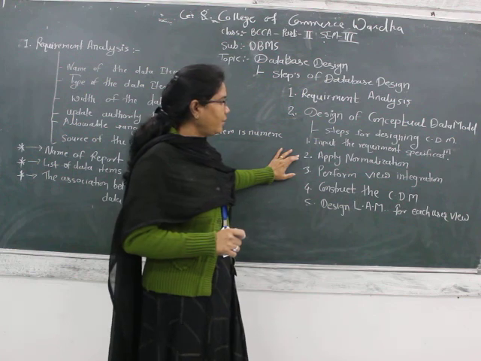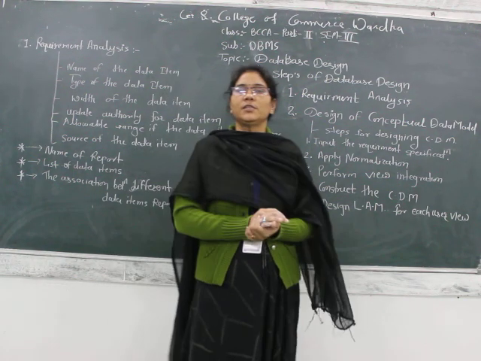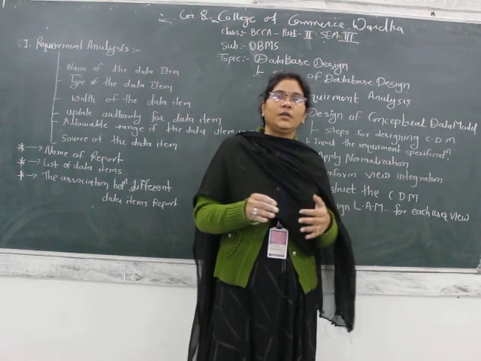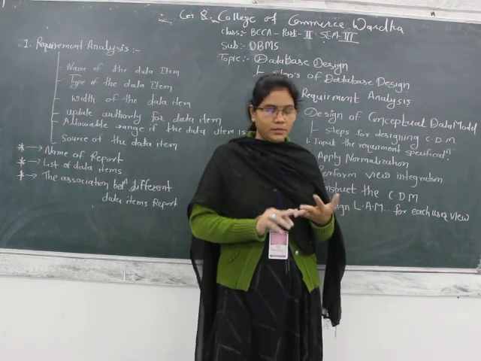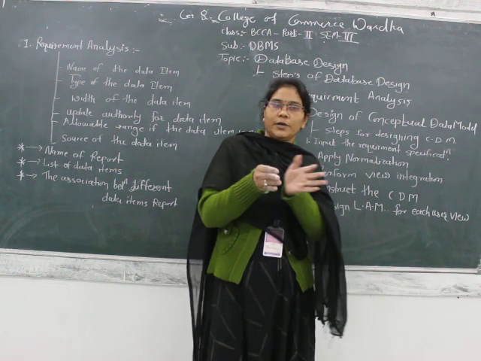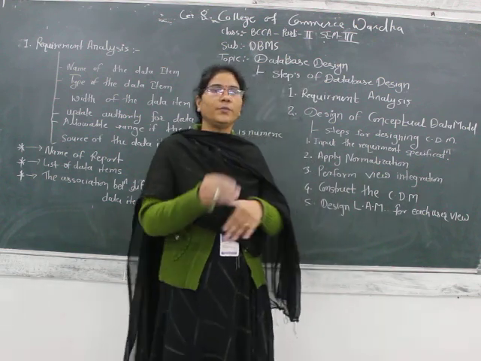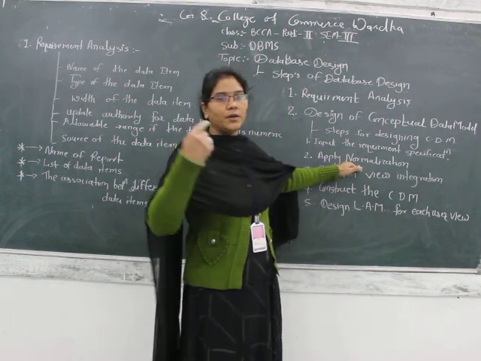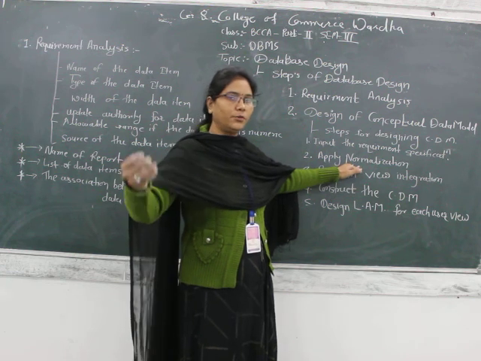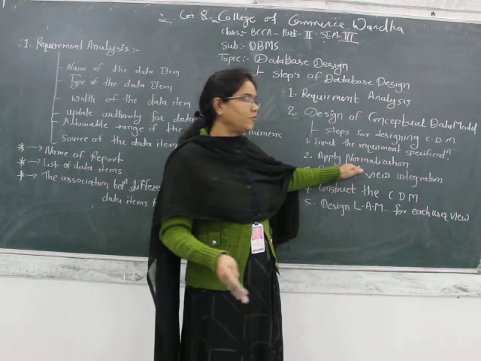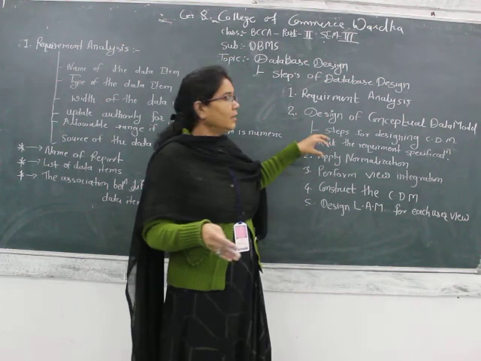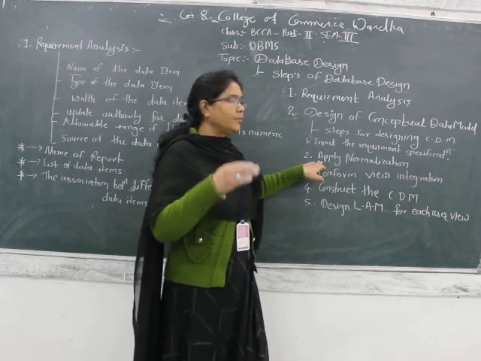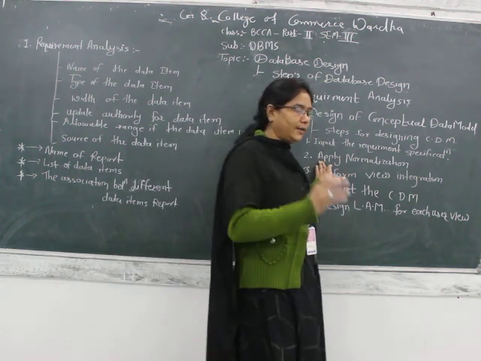Then the next one is applying normalization. Normalization is nothing but dividing our data to remove dependencies, that is functional dependency, data dependency and so on. We remove those dependencies from our entity, and that is normalization. There are types or levels of normalization: first level, second, third, fourth. We have to apply it to the entity which we designed earlier, so that we remove the dependencies of the entity.